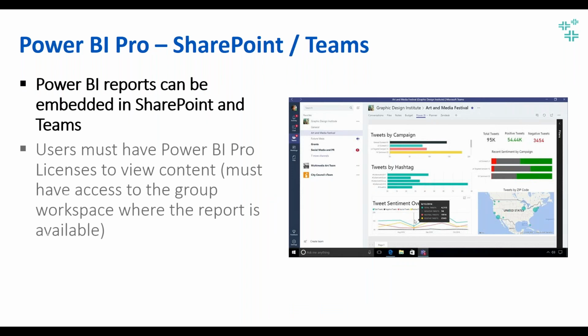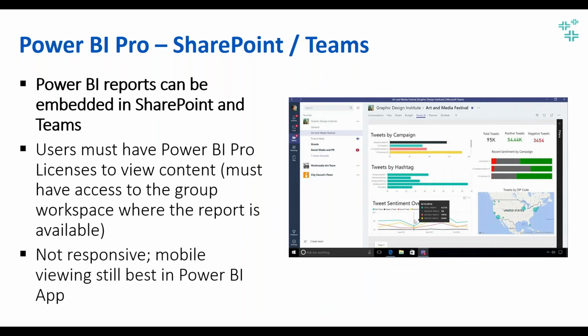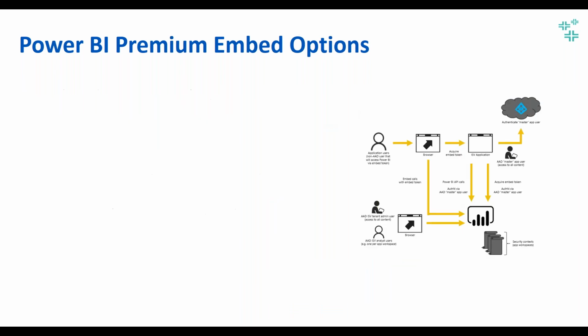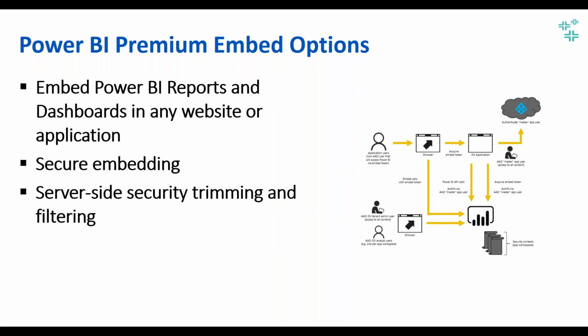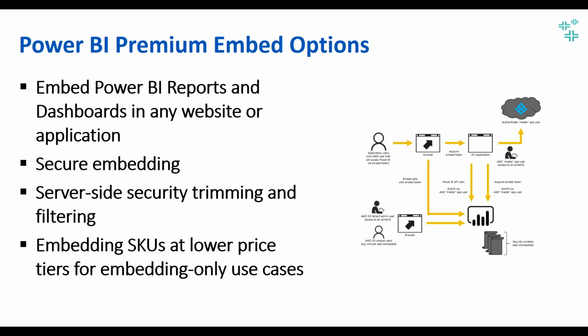Yep. Power BI Pro lets you share within Teams or within SharePoint Online, again, but to other Pro users. And it's also not responsive. We keep hammering that. So the big one is Power BI Premium embedding. You can embed from Power BI Premium at $5,000 a month. You can also cut that down. This gives you secure embedding using token-based authentication through Azure and through Active Directory, and server-side security trimming, so that the data being sent to the embedded page is not the full set of data, but only the data that people are restricted to see.